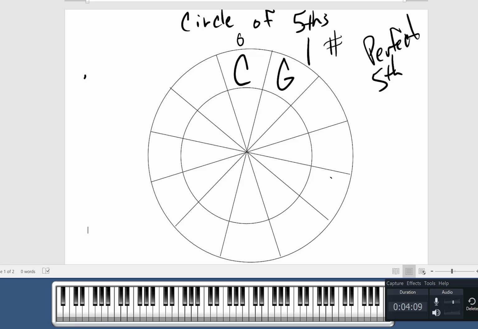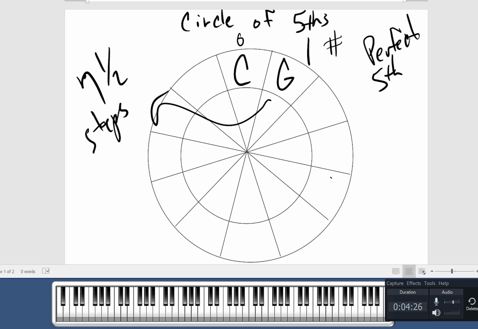Now, to find the next letter on this circle, on this pattern, we need to go up once again 7 half steps. Now from this note, go up 7 half steps, and we'll get the next note on the circle. So we're going to start on G. There's G. Go up 7 half steps. So there's the first one here. 1, 2, 3, 4, 5, 6, 7. And that gets us the next key on the circle, the key that will have 2 sharps.